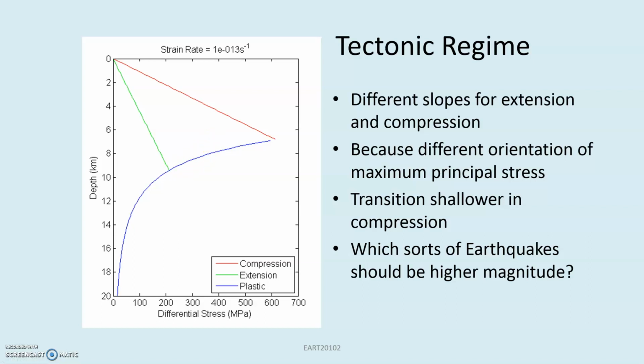Now, with this diagram, have a think about which sorts of earthquakes are likely to be higher magnitude. Are extensional earthquakes or compressional earthquakes likely to be higher magnitude? Have a little think about that.